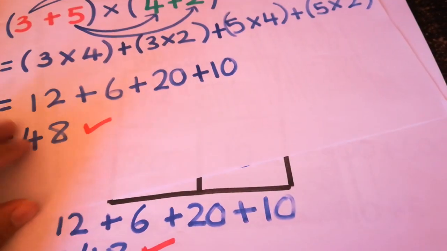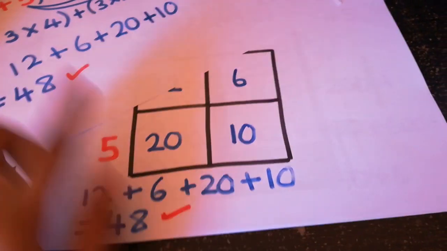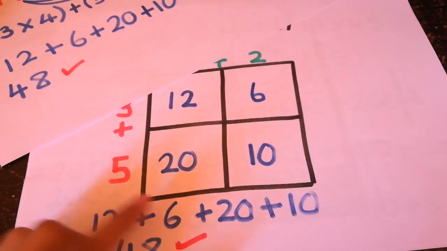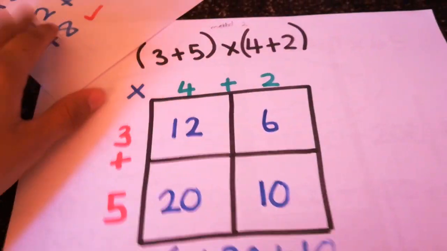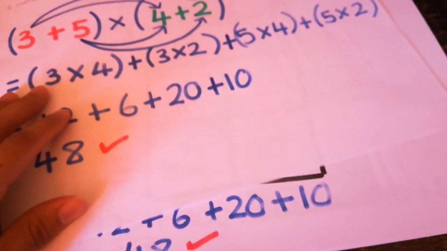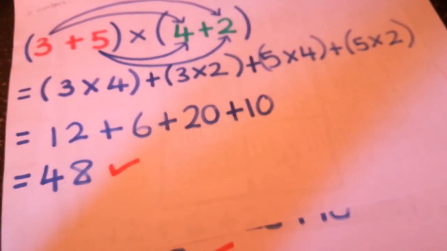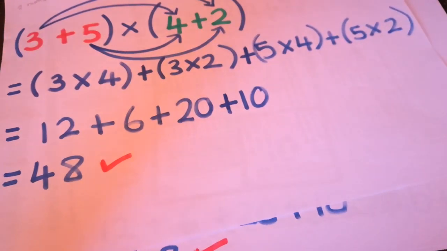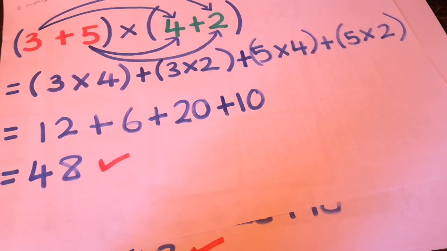Is it the same as the first answer? Yes, it is. So you can use either method, right? This method is much more simple because you don't really get mixed up with the signs. But here you can get mixed up with the signs if you are not careful. Okay, we are going to move on to another example, and I'm going to show you two ways of working it out using these methods that I've shown you now.